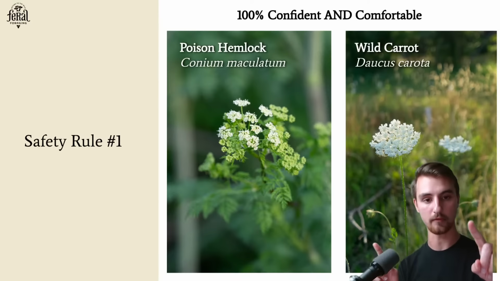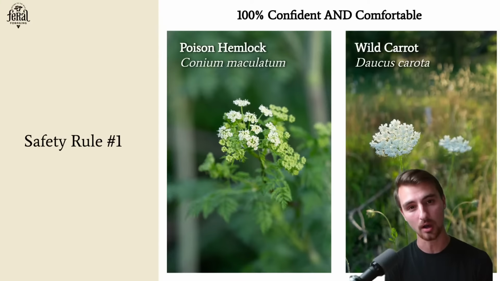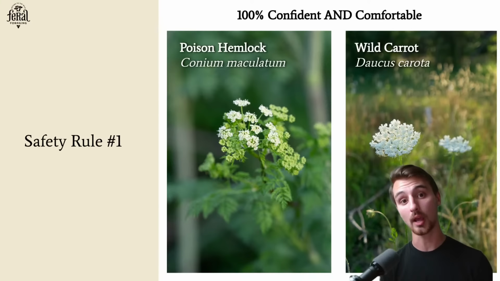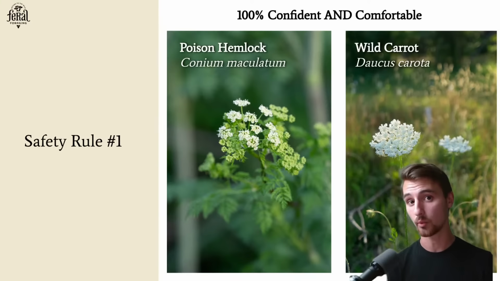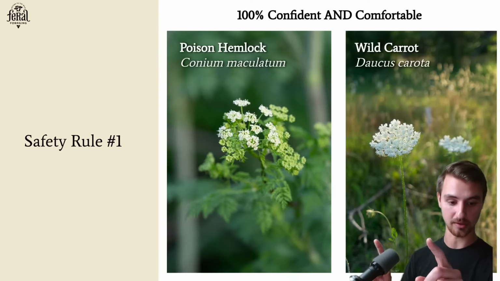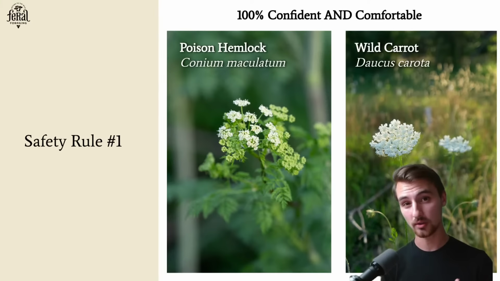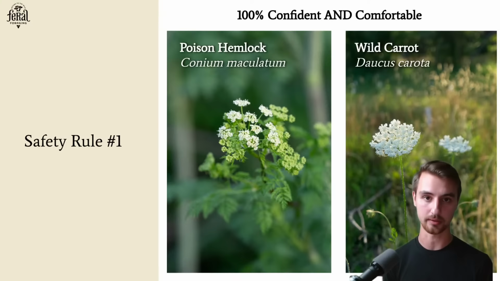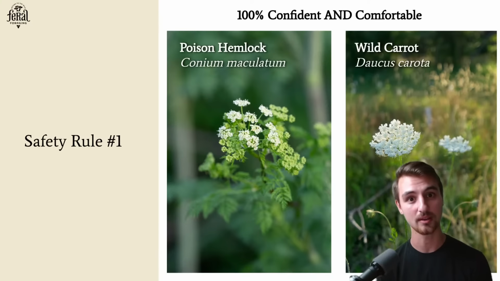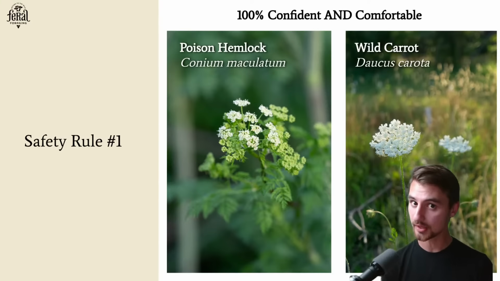So right here above me, what we see is probably the most iconic example of a poisonous plant versus a similar looking edible plant, or an edible plant and a similar looking poisonous plant, whichever way that you want to look at it. And yeah, I've taken these pictures in such a way where I made them kind of look like they could be similar. Poison hemlock and wild carrot. Wild carrot, of course, being an edible plant, and poison hemlock being a deadly plant. Not just a poisonous plant, a deadly one. There is a difference.